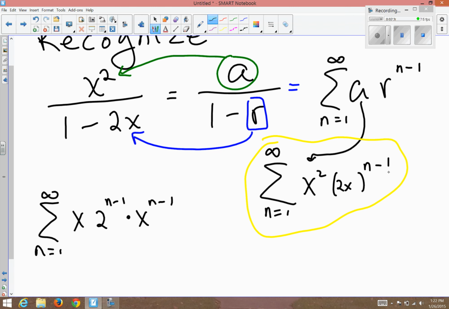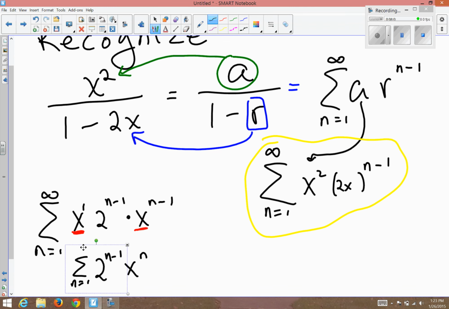This whole thing is to the n minus 1, that means the 2 and the x are both. So then, since this base and this base are the same, we can multiply them, x to an exponent times the same base to an exponent. We would say keep the base and add the exponents. This exponent plus this exponent is n. The 2 to the n minus 1 just gets brought down.